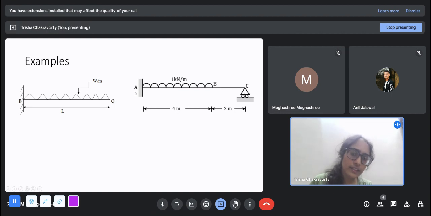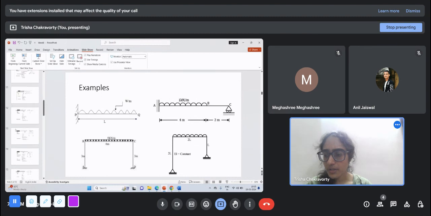Again, you could also take this, for example, if instead of a fixed support, this was a hinge support and one roller support, that would be a stable simply supported beam. So you can also consider the moment at A as a redundant force. That is what we call the redundant force.